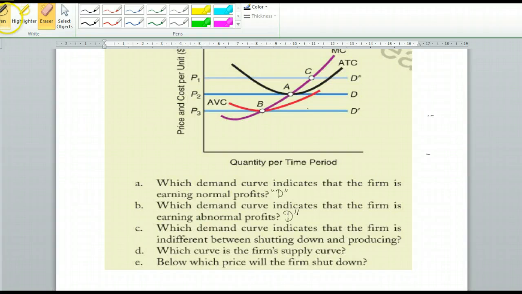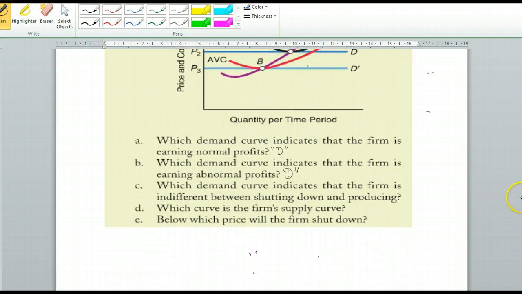So that's simply our shutdown point. We saw it repeatedly in our lectures and our previous exercises that shutdown point is the minimum point of average variable cost. If price is anywhere below this minimum point of average variable cost, the firm does not operate. It doesn't make sense to operate. Demand curve D prime is showing us the demand where the firm is indifferent between shutting down or not. So I'll write D prime to be the answer to part C.